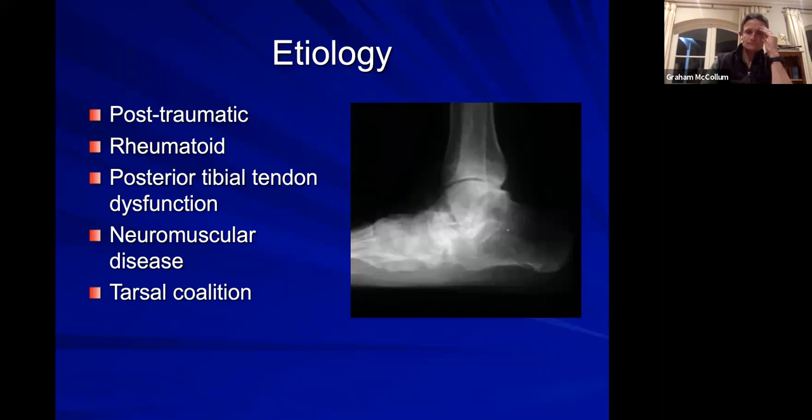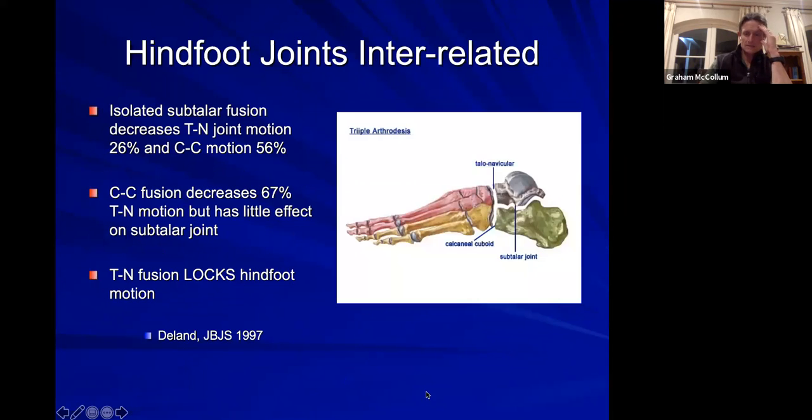But the main parts of the hindfoot being the talus, calcaneus, and then the cuboid and the navicular, kind of work in synergy. So by performing an arthrodesis in one of the joints, you affect motion through one or both of the other joints. You need to be quite cognizant of this.